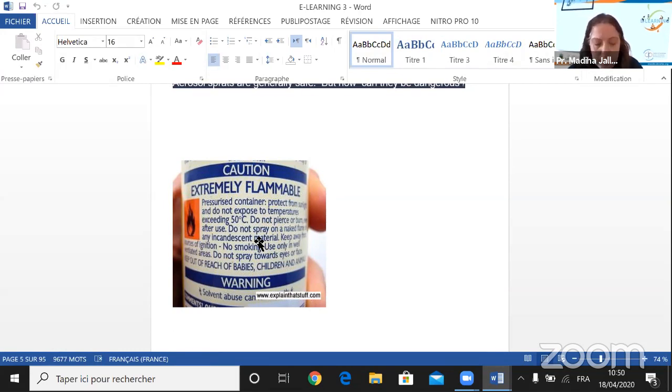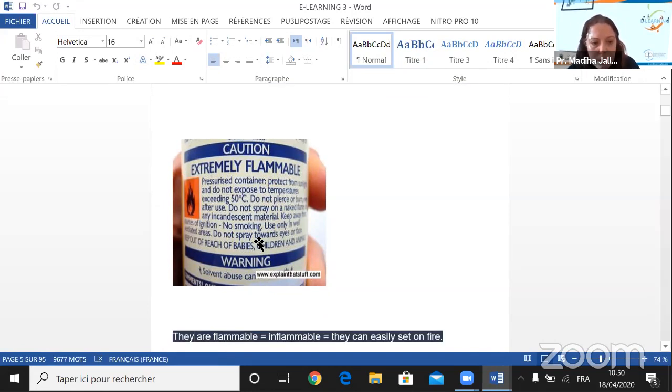So here, let's read some words. Can any one of you, please, read some words here? So you have extremely flammable, and you have a pressurized container. You have a protective, I don't know, and do not expose to temperatures exceeding 50 degrees Celsius. Do not pierce, as you said.